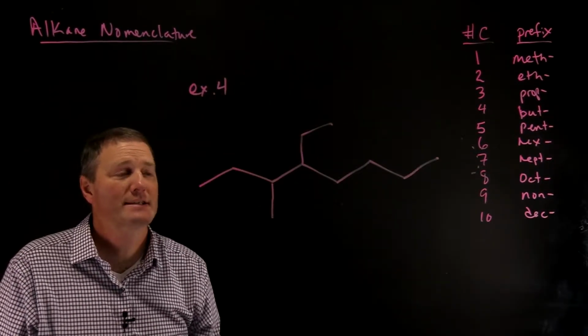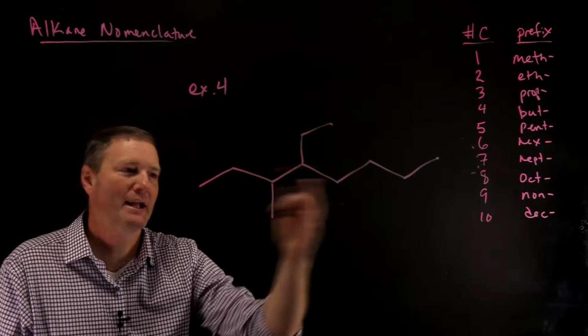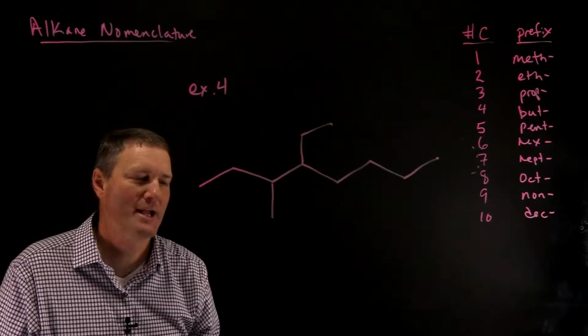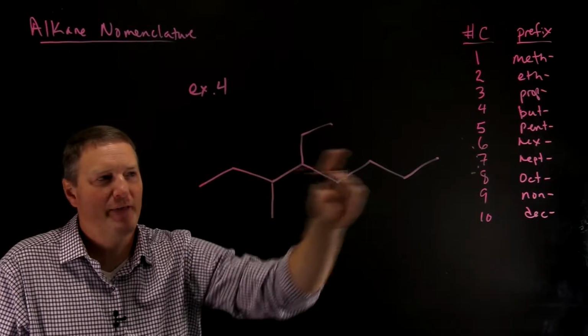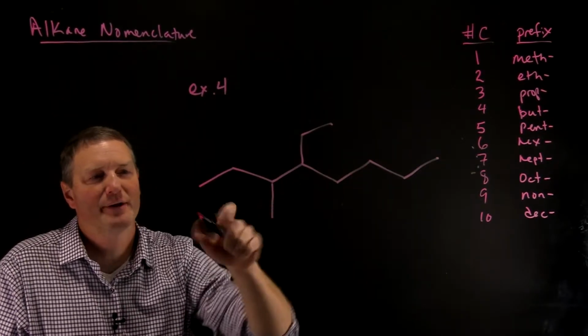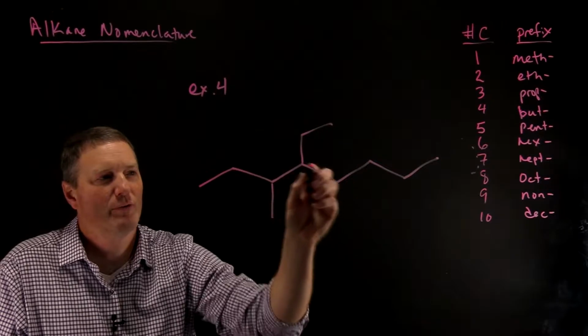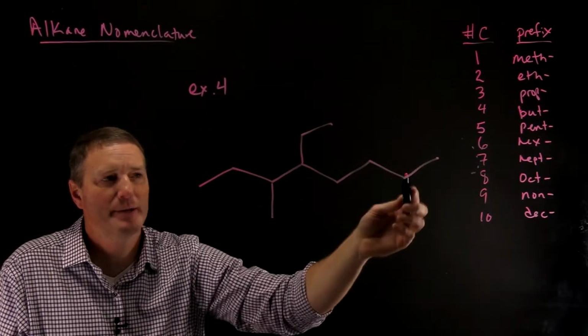All right, so in this compound, let's take a look and see if we can identify the longest continuous carbon chain. So if I look from left to right, and our eyes are often drawn that way, let's count the number of carbons. 1, 2, 3, 4, 5, 6, 7, 8. So that would be an octane.